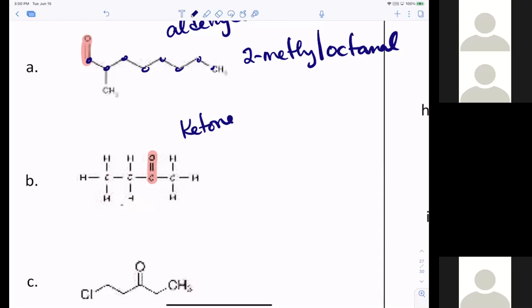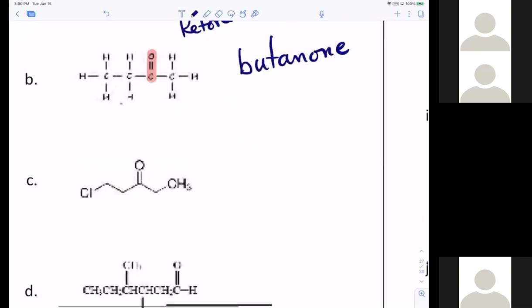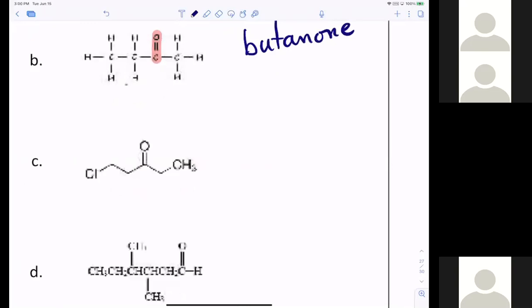We've seen this one before. This is the butanone, isn't it? In C, this is a chlorine atom at the end, so be careful there. Max, is that a ketone or is that an aldehyde? Ketone. I agree. And what's its name, Max?